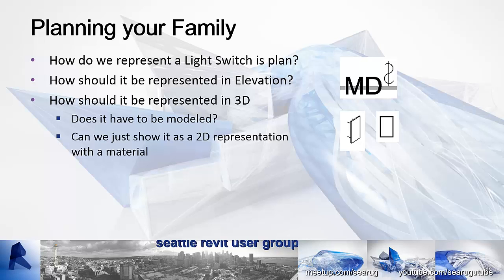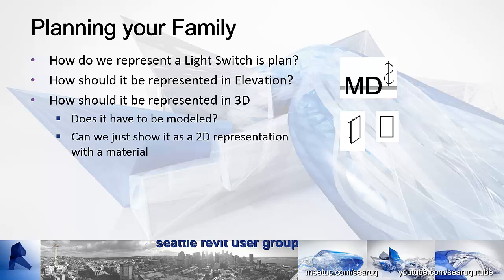If I'm taking a look at that piece of content in a straight-on elevation, what are we seeing? A rectangle? Maybe a circle in the center of it or a little slider? Do I have to model anything to represent that? These are the questions you have to ask yourself.